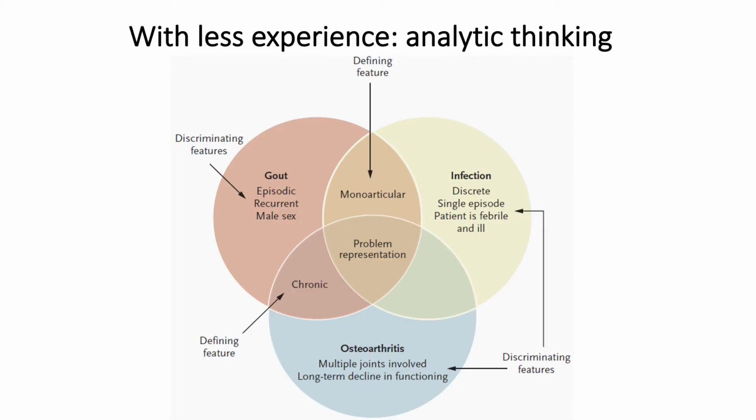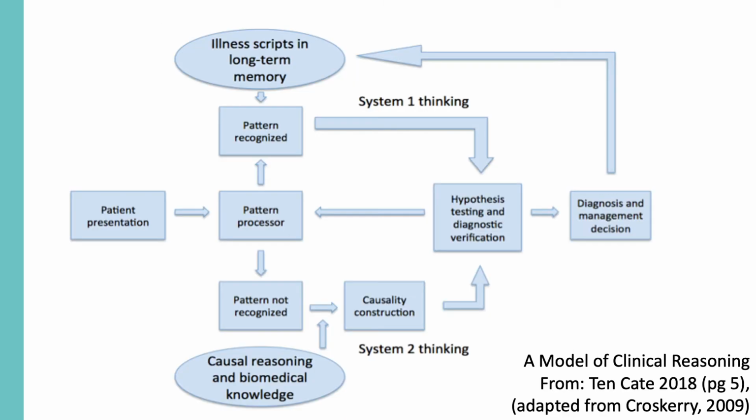If the doctor has no idea what happens, then an analytic process happens. Analytic reasoning is very slow. The doctor would think of, could it be an infection? Could it be osteoarthritis? Gout would be one of the possibilities, but would have to think of what are the features that this patient shows, and do they comply with what I know or what the textbooks say? So that's a slow process.